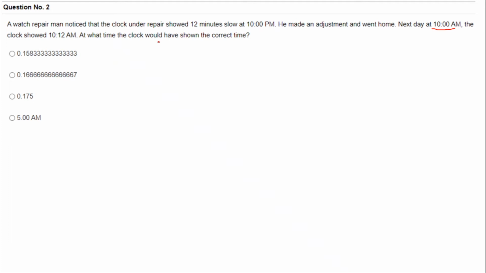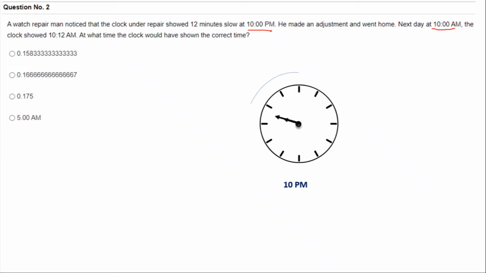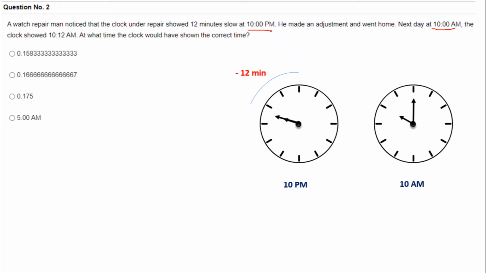It's actually a very easy question. Just see, let's say the time is 10 p.m. when the watch repairman observed the clock and it showed 12 minutes slow. That is, it was showing the time 9:48 p.m. So he made a few adjustments to the watch and went home. Next day he came at 10 a.m., when the clock should have displayed the time as 10 a.m., it was displaying 10:12. It has now gained 12 minutes.